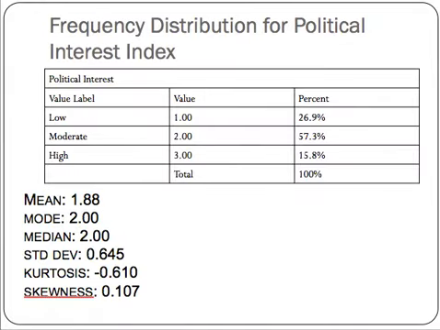Frequency distribution for political index includes: the measures of central tendency indicate that the bulk of scores are distributed around the mean, since the mode and the median both equal 2. The distribution of scores are not skewed by a great degree.